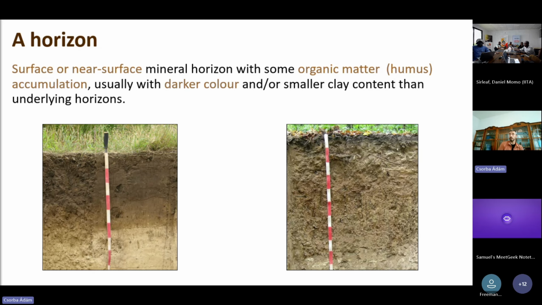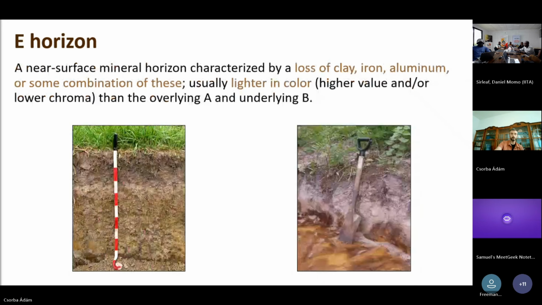The depth and the organic matter content of these A horizons are basically determined by the vegetation that influences the soil formation. Usually, grassland vegetation produces much deeper organic matter-rich A horizons, while in a forested area, the organic matter-rich topsoil A horizons are much, much shallower.